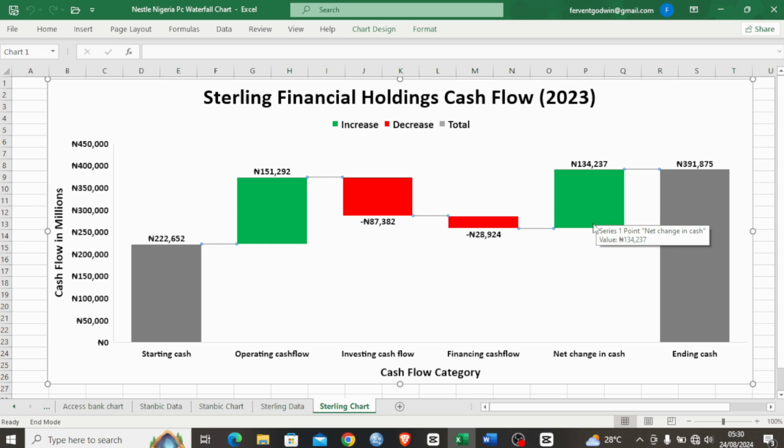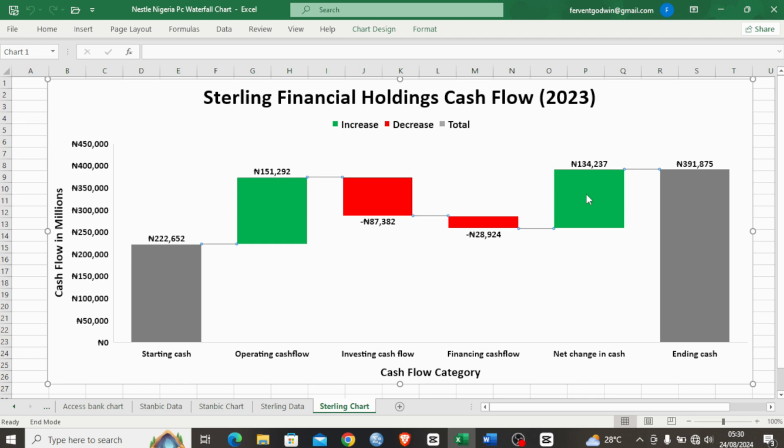For a company, for investors, for managers, and for creditors, the cash flow analysis is a very important metric to look at, as it gives you a glance into a company's inflows and outflows of cash. So that would be all for this video.